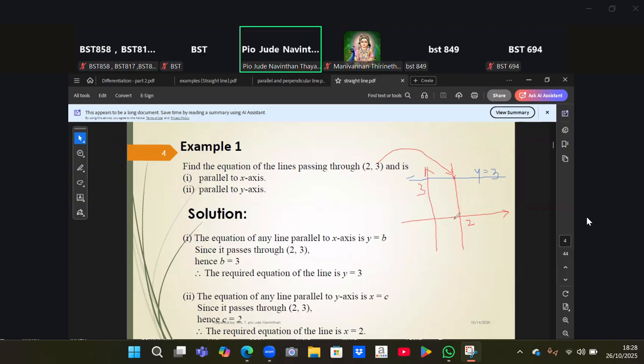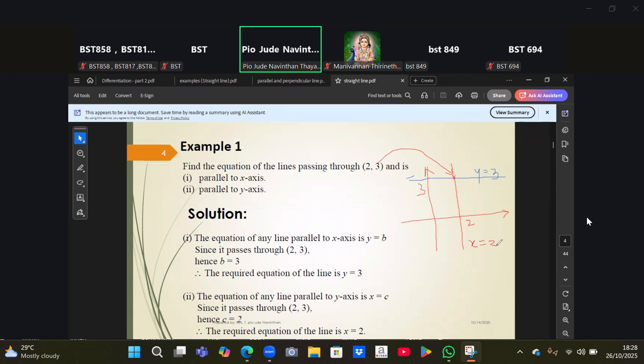Similarly, we can say parallel to the y-axis, the second part, right? Parallel to the y-axis means a vertical line. Keep in mind, parallel to x, y is equal to something, right? Then parallel to y, we can say x is equal to. What is that? The value is 2. Through 2, we are having this line.